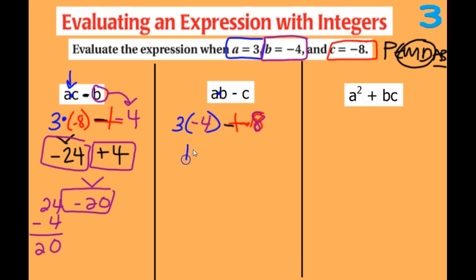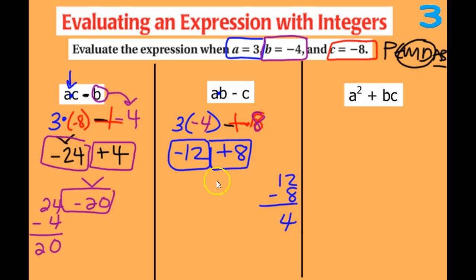3 times 4 is 12. They don't get along, so it's a -12. So we have -12 plus 8. Different signs, negative, positive. Again, different signs, we subtract. Bigger number minus the smaller number. We get 4. And there are more negatives, so it's -4.